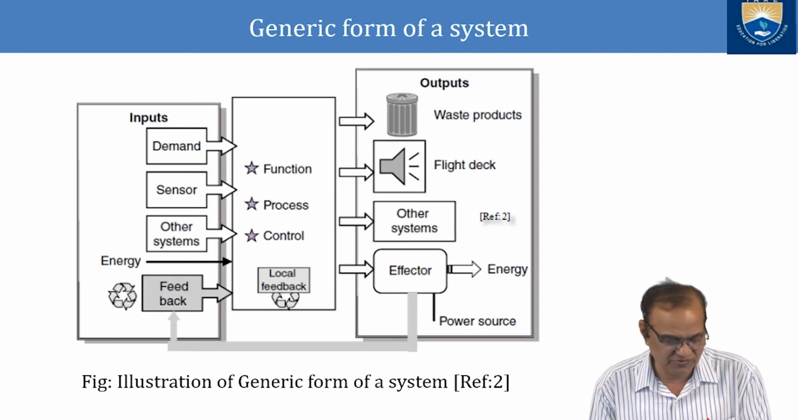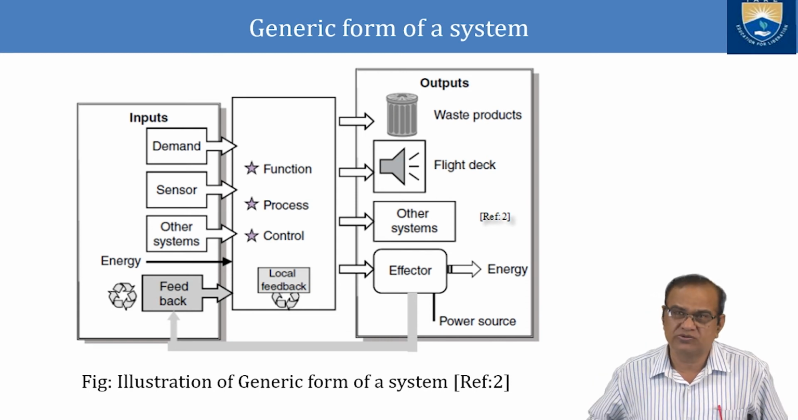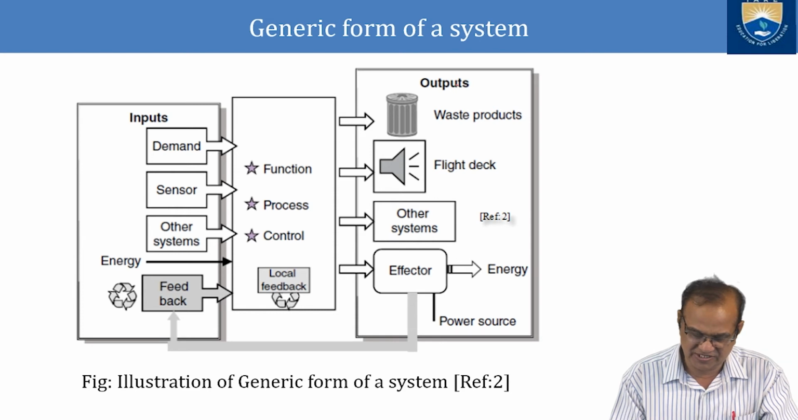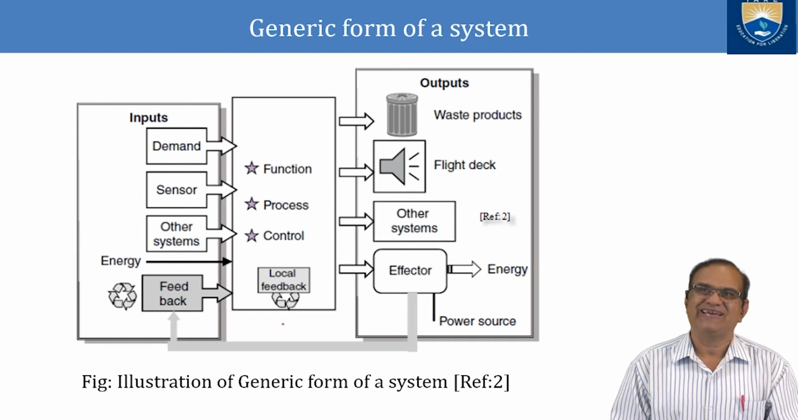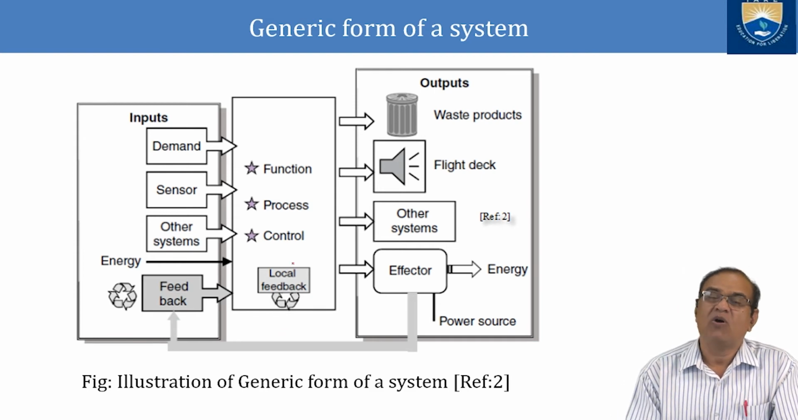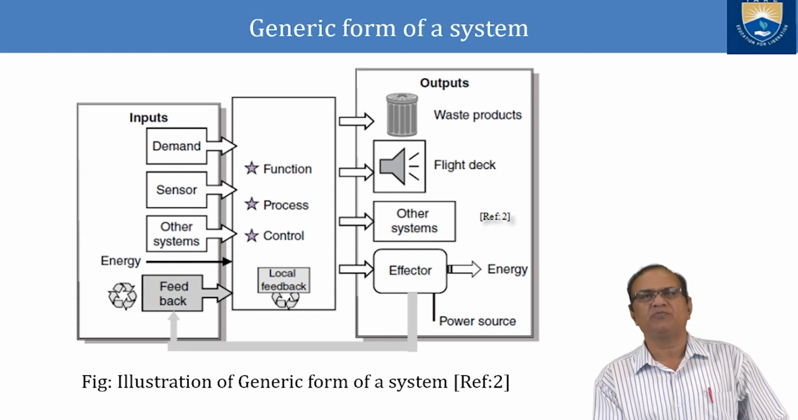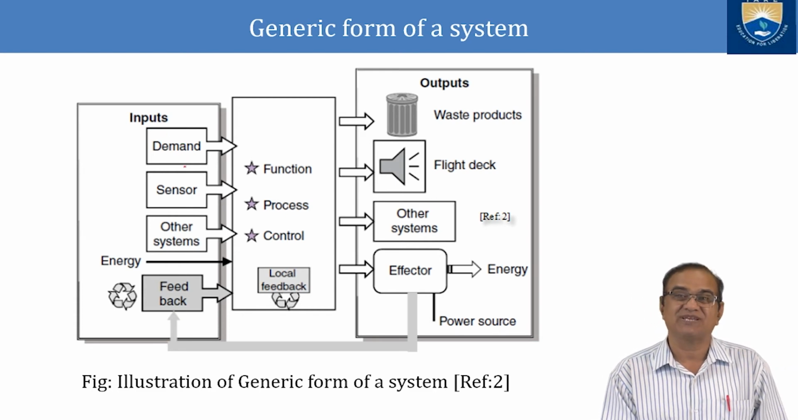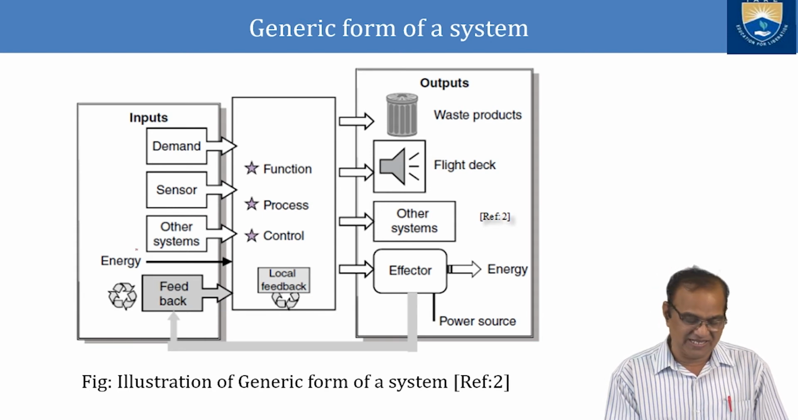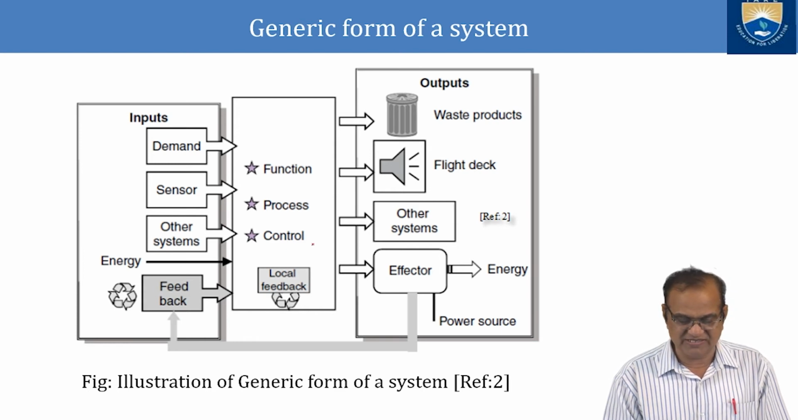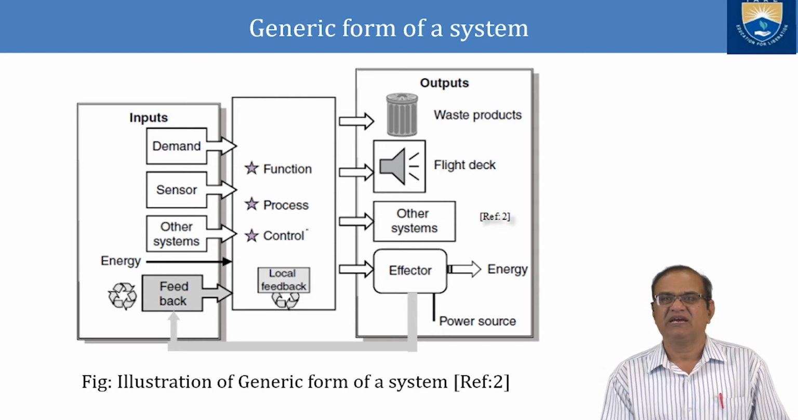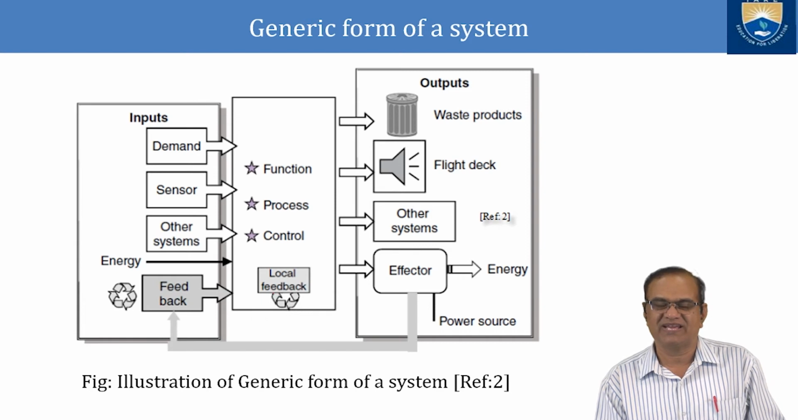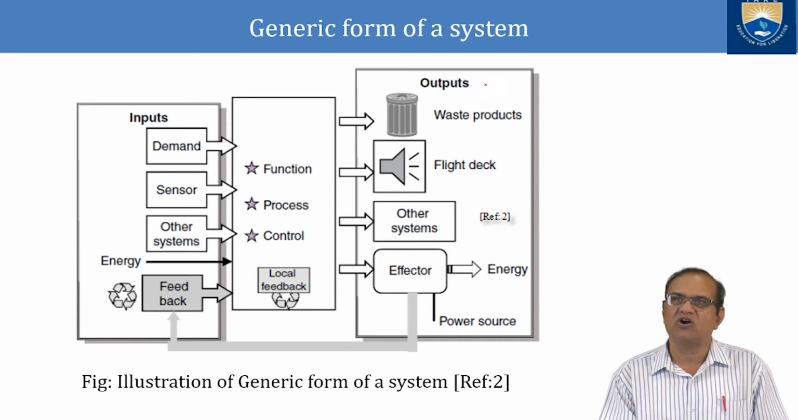Generic form of a system: here we can see that we can divide it into three groups. One is the input, another is the output, and another is the functions and process of the system. So what input do we have to give? We have to give input of demand. We should have some sensors. We should have some other systems. We have some feedback. These are the energy. From here energy is given to here. Here it will be functioning. Then processing is done. Control is achieved. Local feedback is provided. From here it will go to the output.